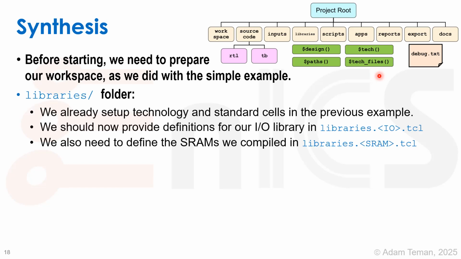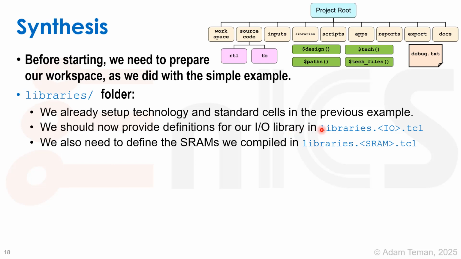But just as a reminder, we have the libraries folder, this one over here, and we set up a technology and standard cells in the previous example. So we saw how we did this for the synthesis on the simple block. And now what we have to do is provide things that we didn't have before, which are the definitions for our IO library. So we have a file there called libraries dot whatever our IO library is dot tickle, and for the SRAMs that we compiled, libraries dot whatever our SRAM names are, and then tickle, and we have to go and really set up the different definitions for that.